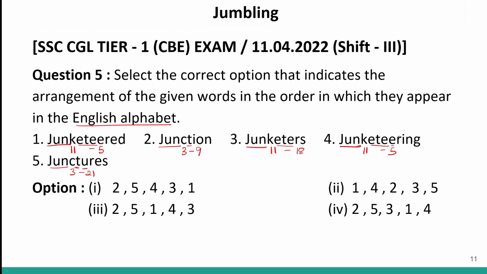Now in junketeered and junketeering, I can see that the next letter, which is R, is also common. So we will move on to the letter after R. After R, we have E, which is 5. And over here, after R, we have I, which is 9. So the correct order will be, the first word will be junction. After this, we will get junctures.